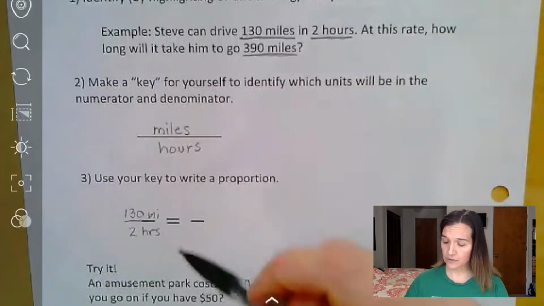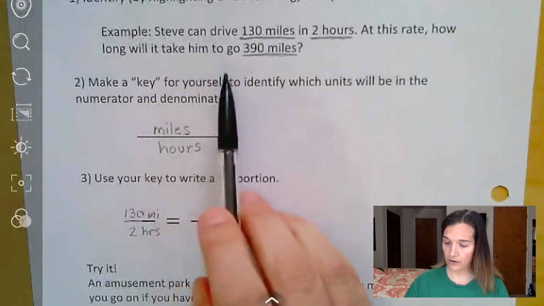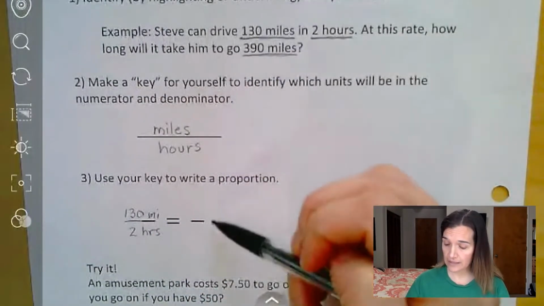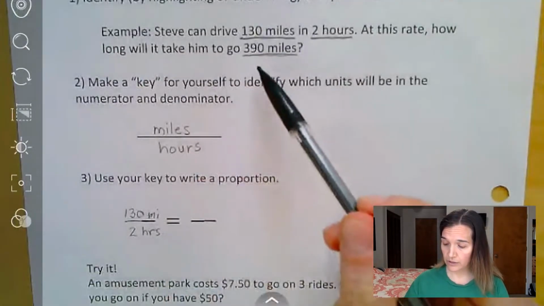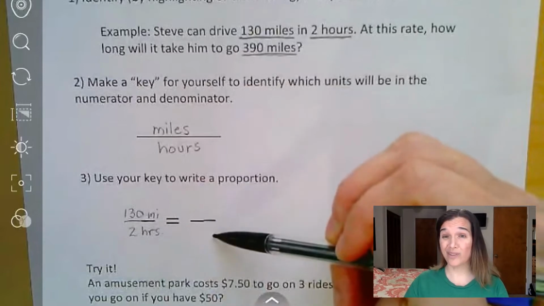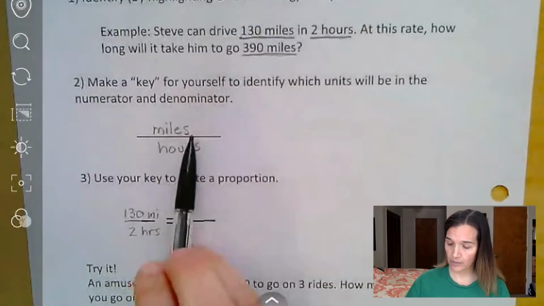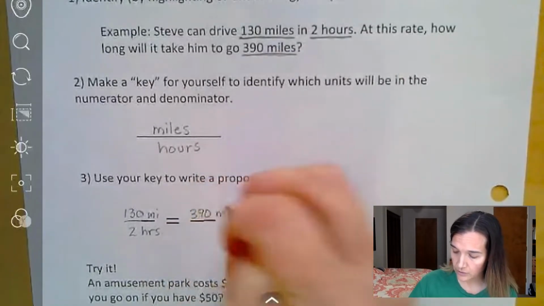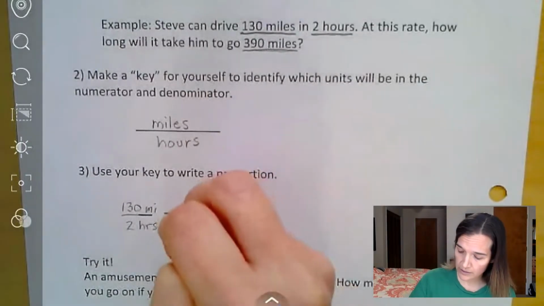Then my second sentence, which is going to be my second fraction, is: at this rate, how long will it take him to go 390 miles? The 390 miles, I need to somehow put it into my proportion. But do I put the 390 miles in the numerator or the denominator? Well, because it's miles and we wanted our miles in the numerator, the 390 miles needs to go right here. And then what you'll find at the end is you're always missing one. They give you 3, you find the 4th. So the missing one is here.